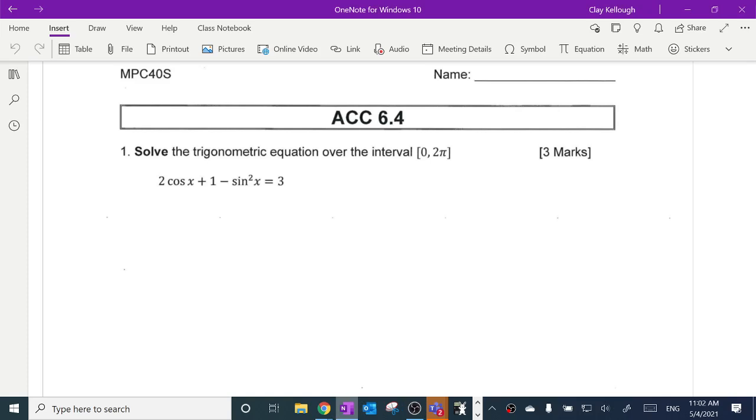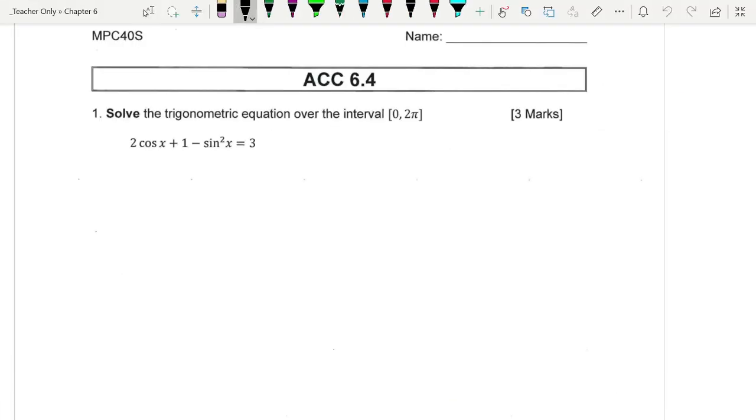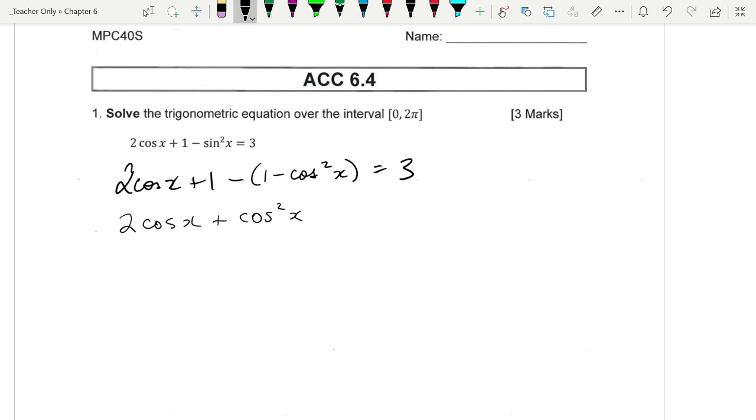Okay, so next. 2 cos x plus 1. Nothing I can really do with that, but I can make that 1 minus cos squared x. Now I have myself a quadratic equation that has nothing but cosine in it. So from here, I have 2 cosine of x plus 1 minus 1. Those ones cancel. But when I go minus minus cos squared x, I get plus cos squared x equals 3.